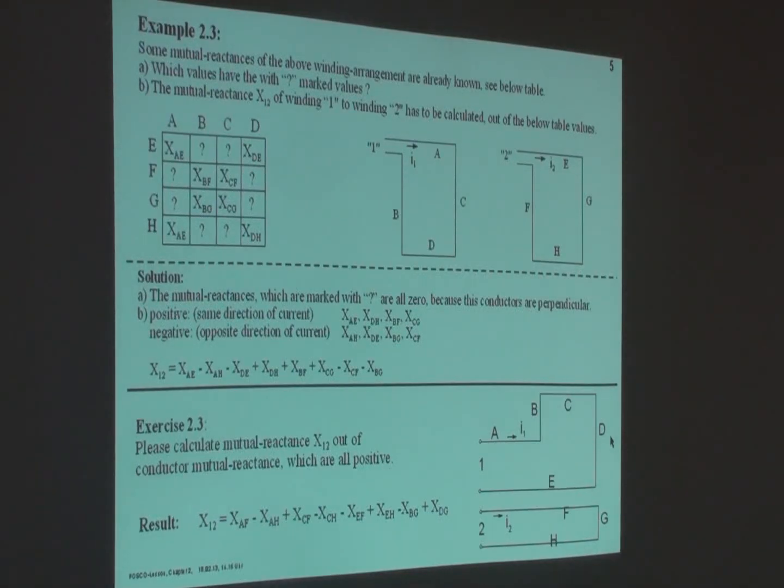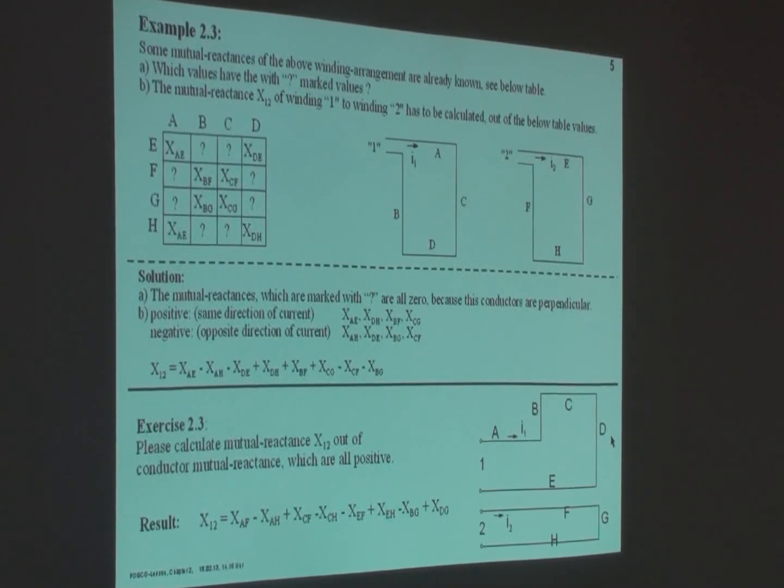Remember this exercise. Now we have this: one loop with only 2 conductors. What can we calculate? Mutual reactances, self-reactances.